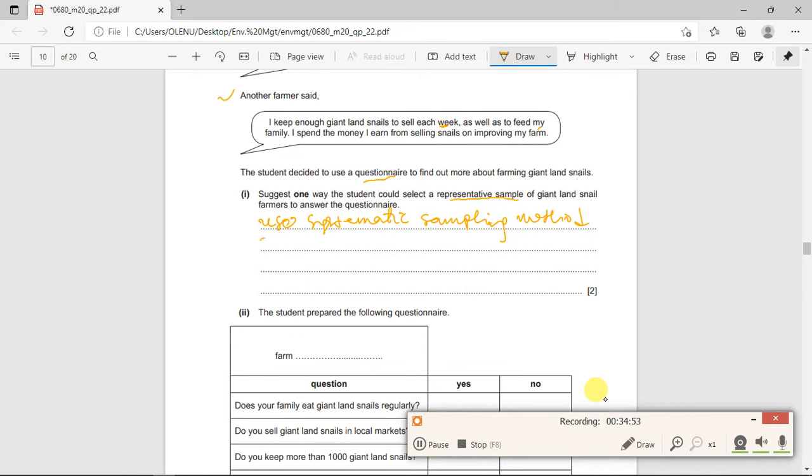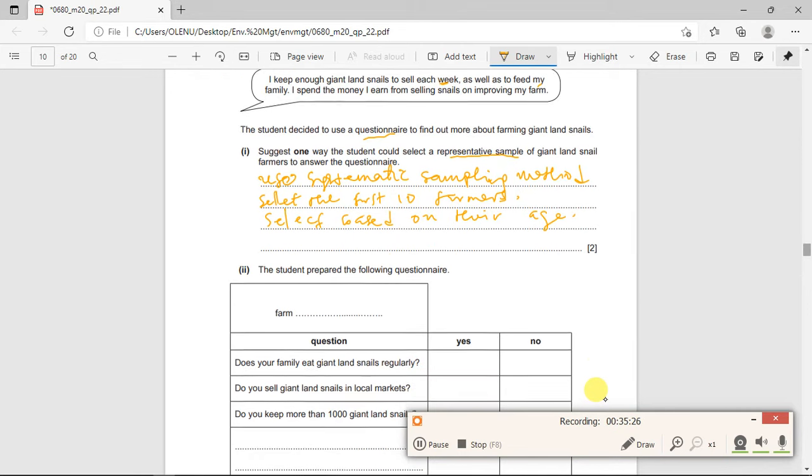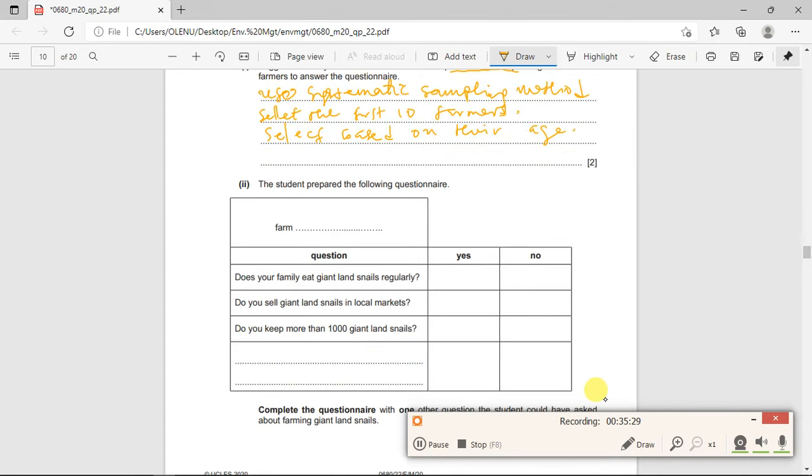You can select, using systematic sampling, the first 10 farmers, or you can select based on their age. Now you can use random sampling also, and in the case of random sampling method, you just choose farmers randomly across the farm to fill in the questionnaire.